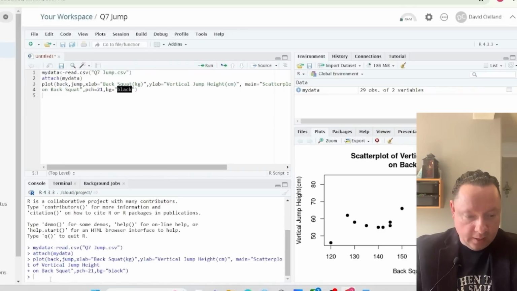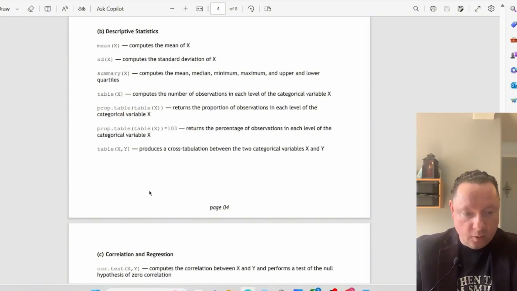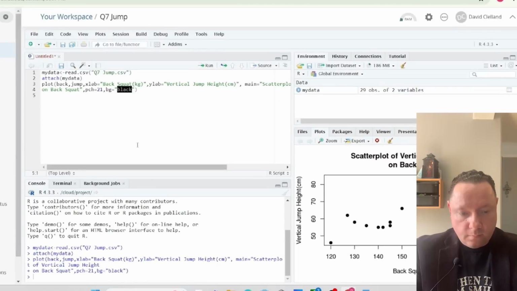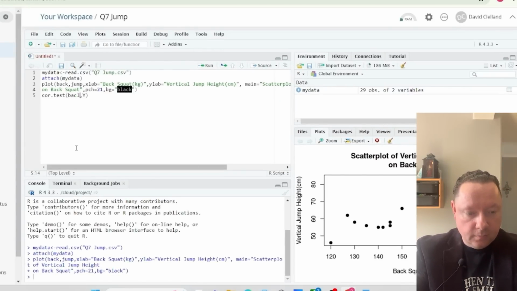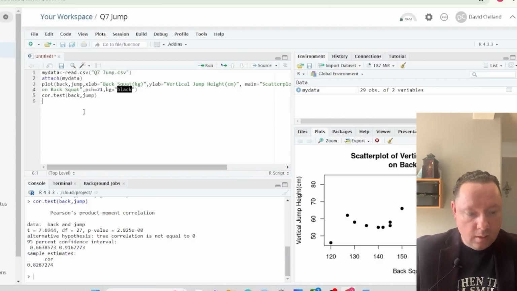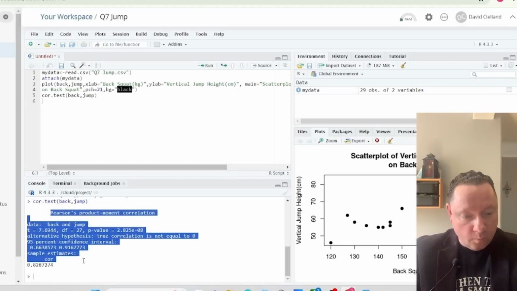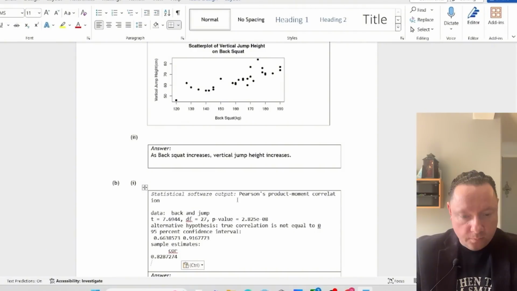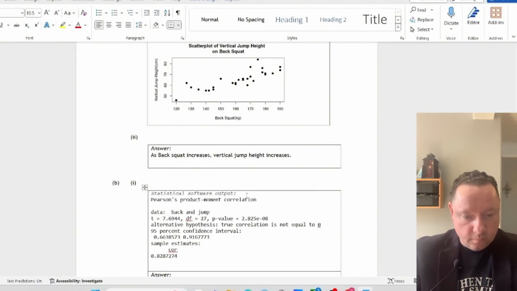So back to our thing, we need to do a cor test. If you can't remember how to do a cor test, you go to your data booklet and look it up. cor.test it is, x, y. So X is our back and Y is our jump. And it gives us an output. Let's just copy that into our answers then. Statistical software output. We'll just do that there.